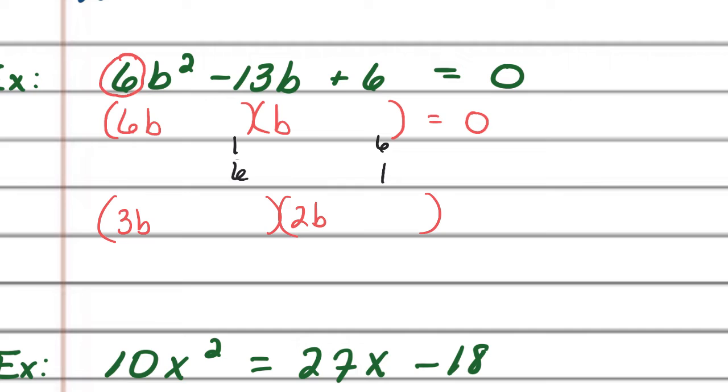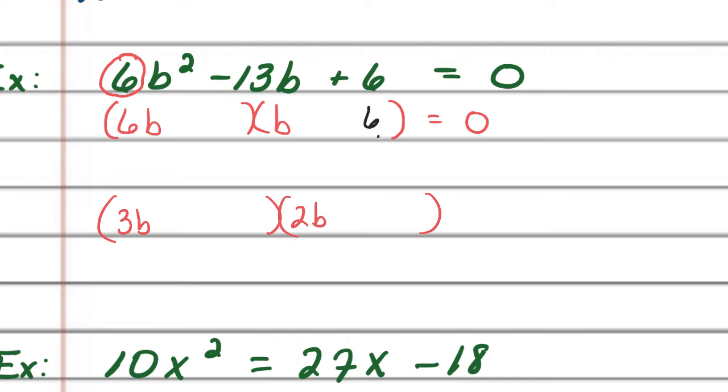Okay, so it's a little more complicated. And in fact, in order to figure them out, you actually have to test them all. So you can go like this, 1 and 6. And I know when I chose that pair, I know that the 6b times b is 6b squared. I know the 1 times 6 gives me 6. I'm just checking this product, 36b, and this product, 1b. Well, 36 and 1 don't add up to 13.